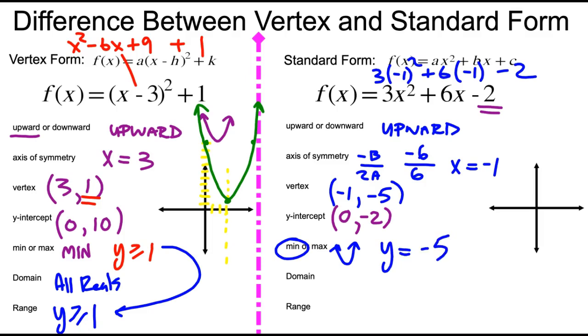The domain, folks, is all real numbers. That's all, folks. All real numbers. And the range is going to be any value y greater than or equal to -5.